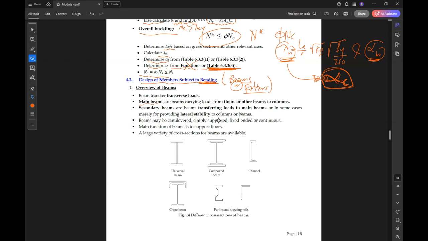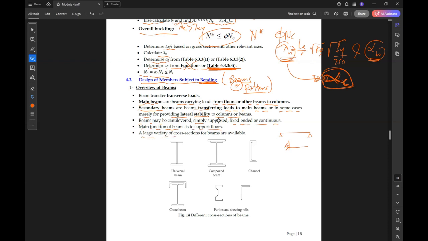So for main beams, beams are carrying loads from floors or other beams to columns. So the beams transfer the floors or the roof load to the columns. Secondary beams are beams transferring loads to main beams, or in some cases, merely for providing lateral stability to the columns. Beams may be cantilever or simply supported or fixed in. So the beams can be simply supported or cantilever and so on. Main function of beam is to support floors.